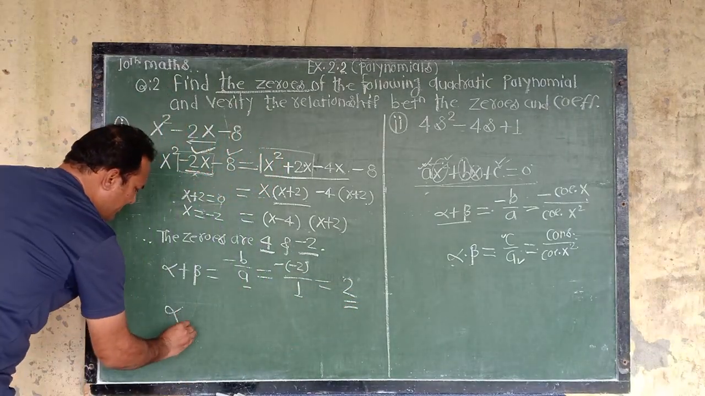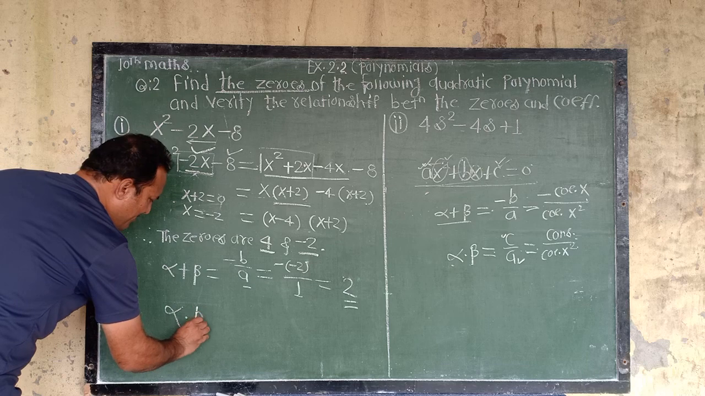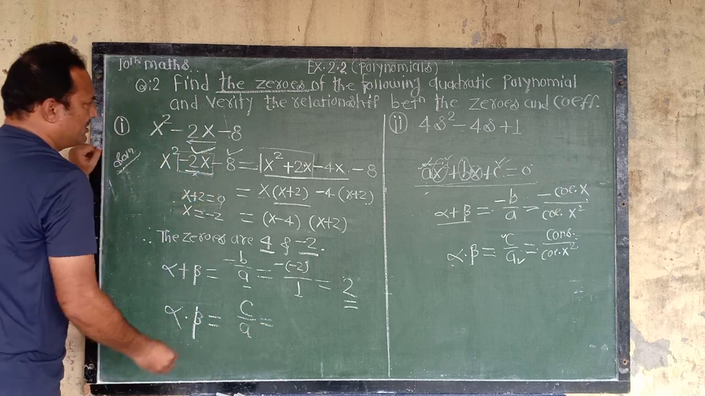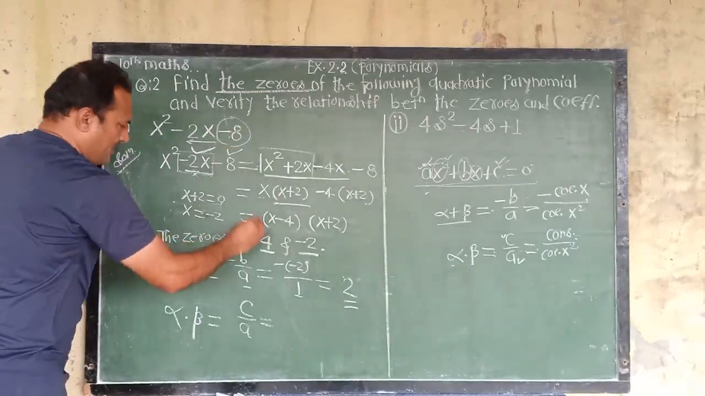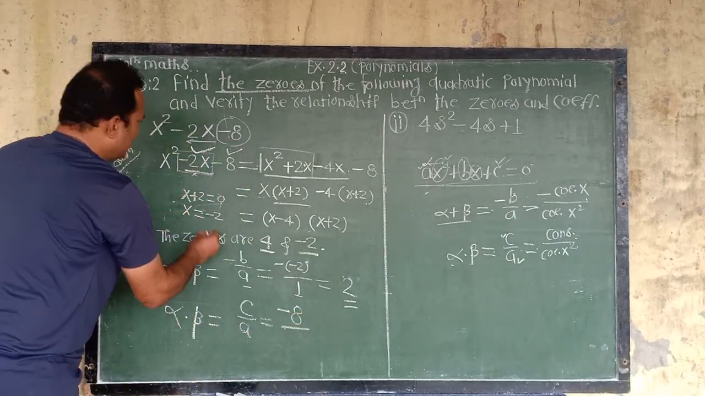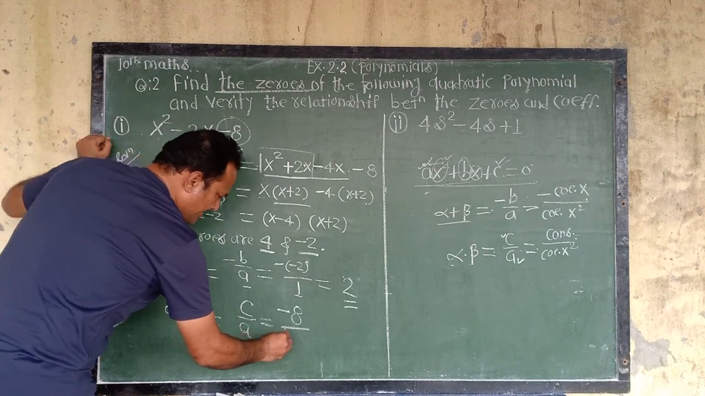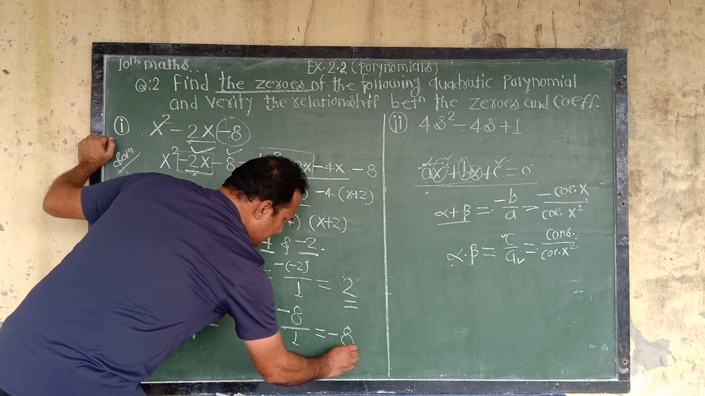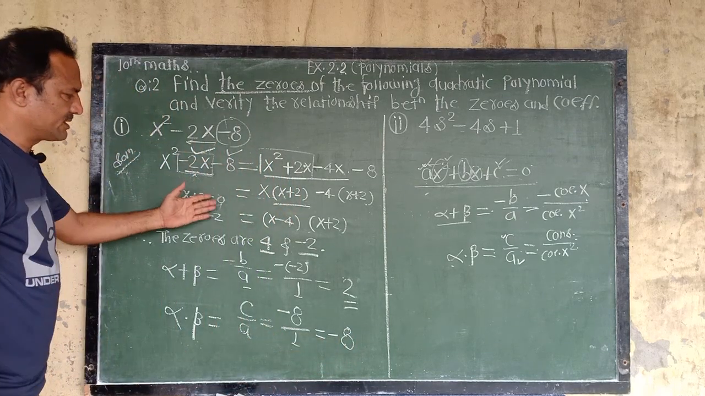Now the second relation, alpha multiplied by beta is equal to c by a. C is the constant term, minus 8, and the coefficient of x square is 1. Then you will get minus 8. Then this is the relationship.